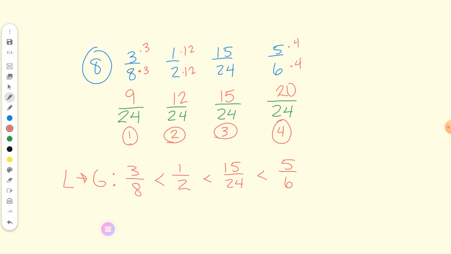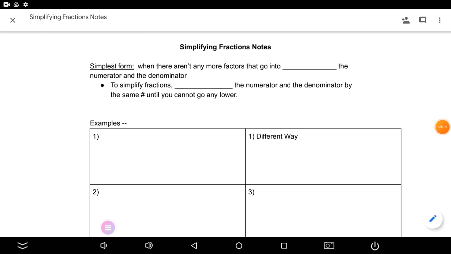Okay, I'm gonna pause the video for a second. Okay, so this piece of paper that I have on the board that I just passed out, keep that out and clear everything else off your desk. So you only have the paper in front of you that says simplifying fractions notes.